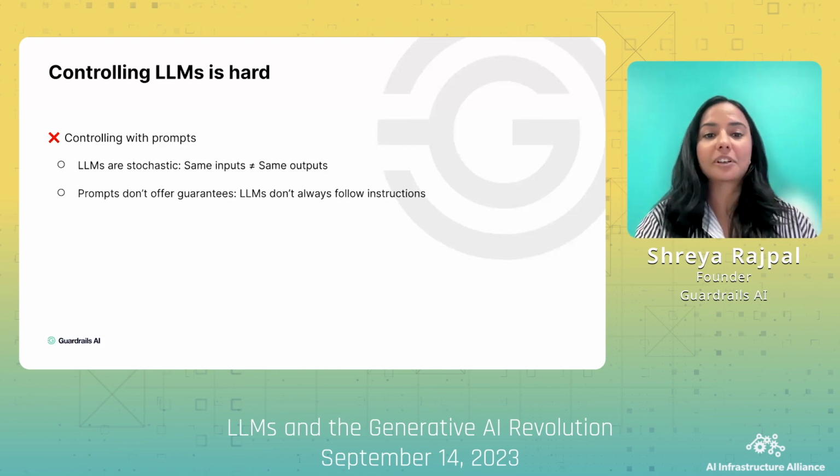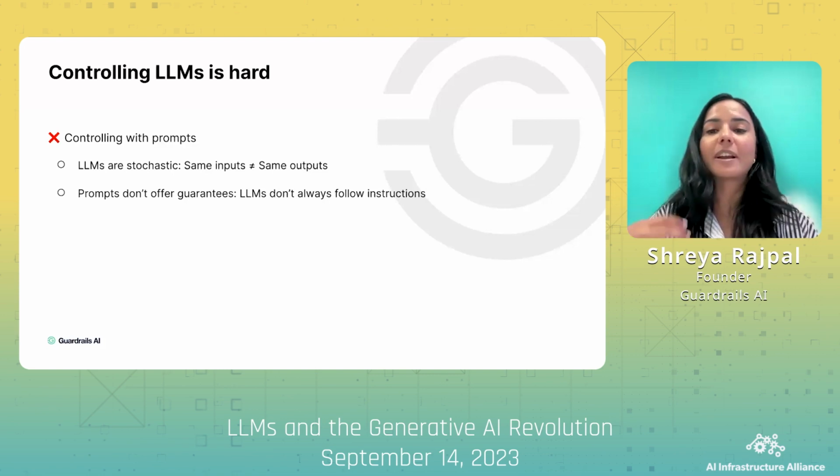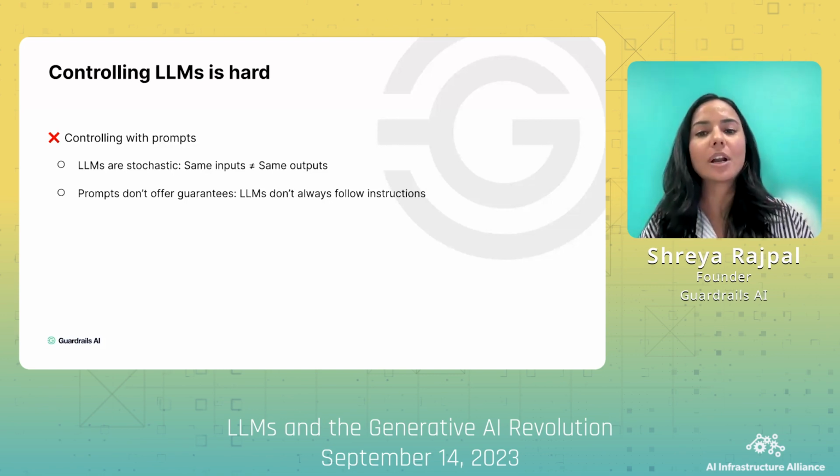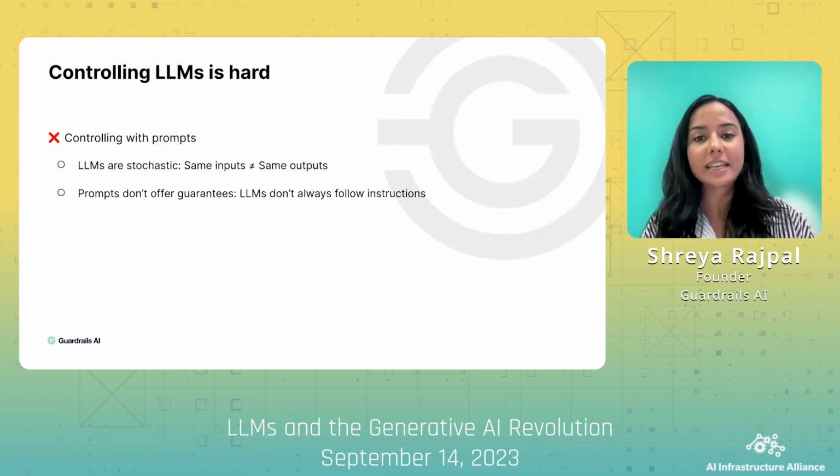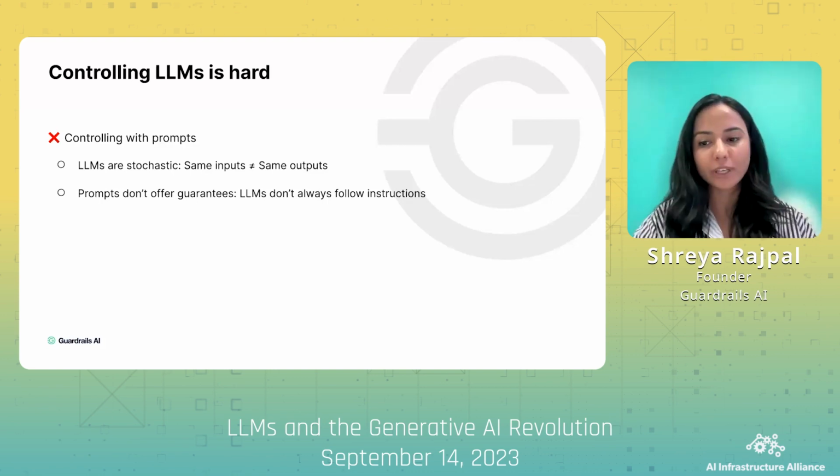Secondly, prompts don't offer guarantees. Once again, even with all the prompt engineering, even if you have very, very strict instructions for what the output of an LLM should look like, there's no guarantee that the LLM is always going to end up following that instruction.